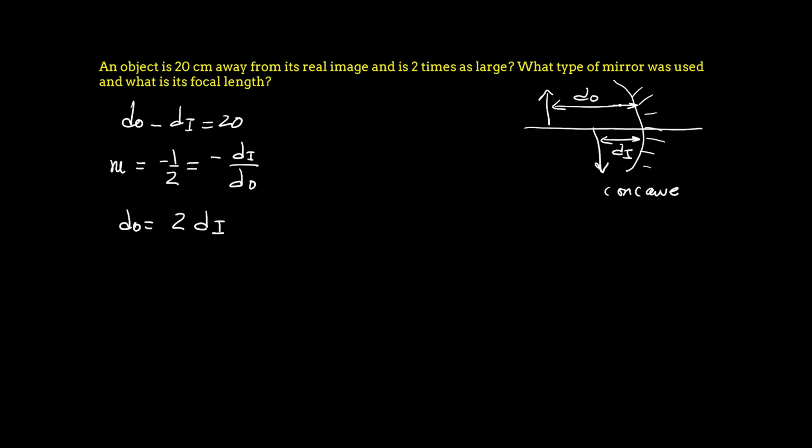And let's go ahead and plug them in. So now this can plug in into here, right? So DO, which is twice DI, minus DI is 20. So 2 DI minus DI is just DI, which is 20. So DI is 20.